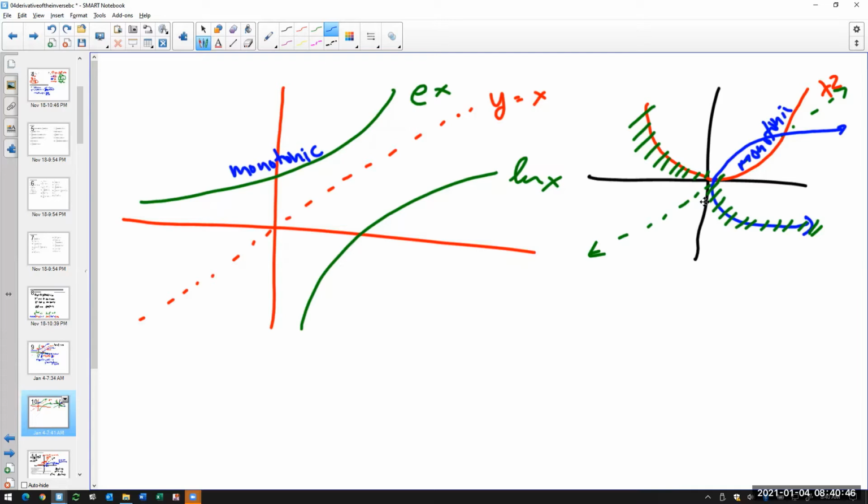Okay. Something else about inverse functions, though, that you may or may not know, is that if I have a point here, this point would be 0, 1. Do you agree with that?